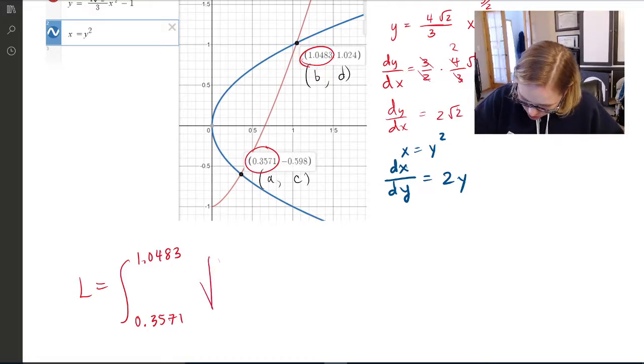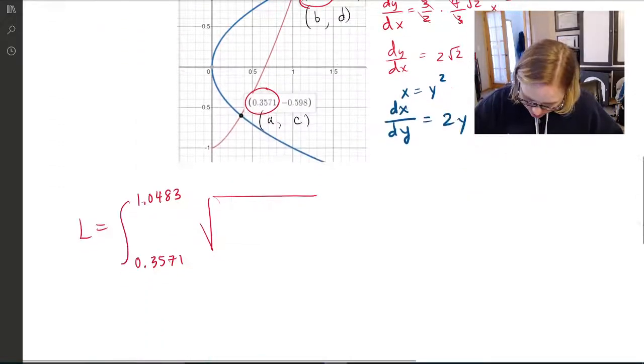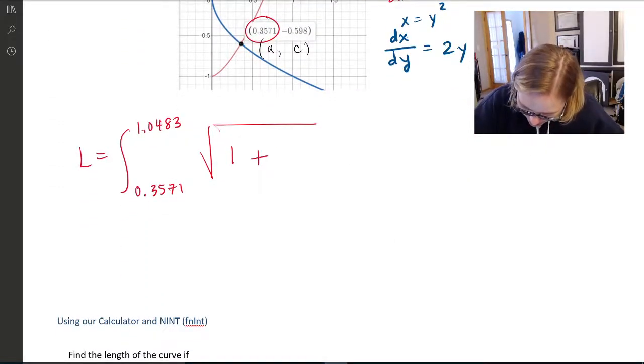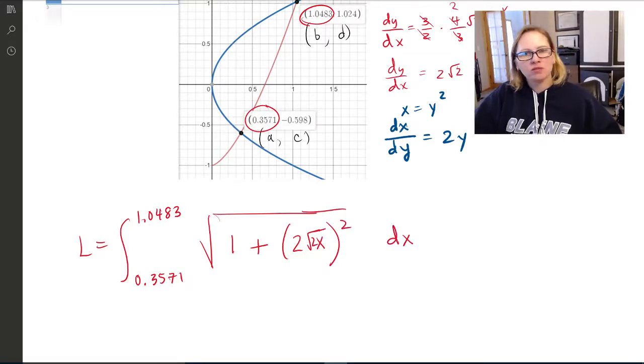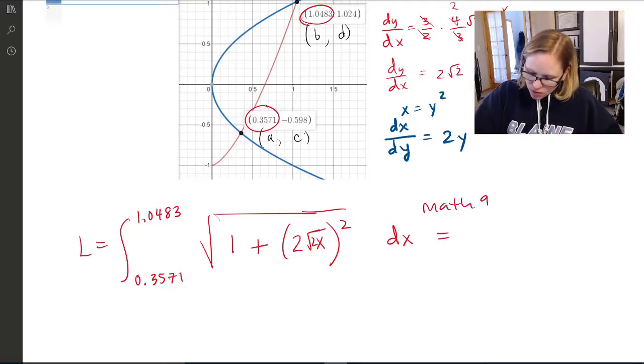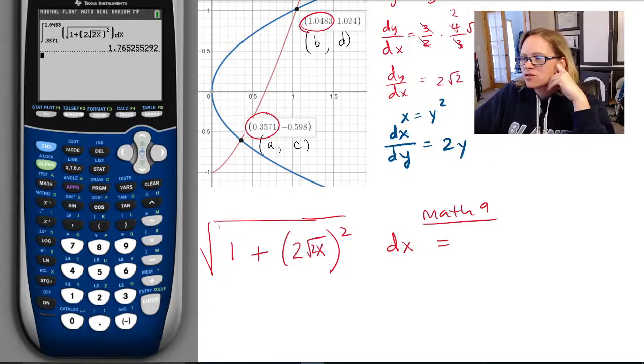So here we go, the square root of, now my formula, 1 plus the derivative squared. 1 plus 2 square root of x, 2x squared, x. So now this is what I can put into my calculator and use Math 9 on. Don't worry, we're going to practice doing these integrals by hand as well. But for this one, because of the limits of integration, we're going to use Math 9 and plug it into our calculator. Using Math 9, we get that that length is 1.765.